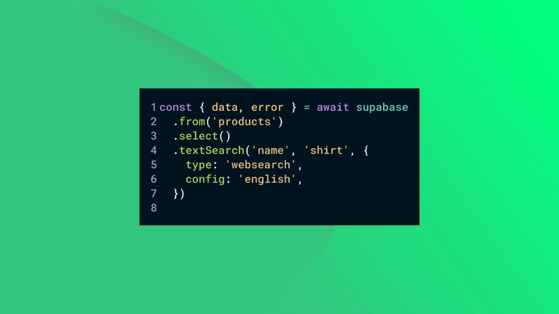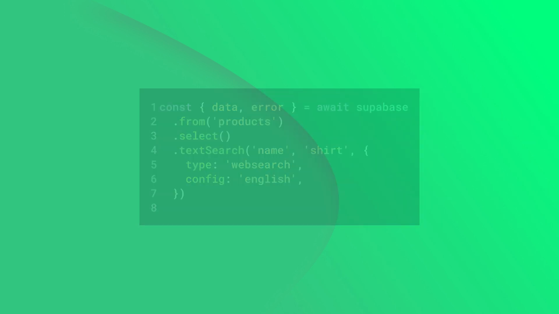We will focus on web search for today, because the format of the expected search query is similar to what is used in typical search engines like Google. Config determines how the searched columns should be parsed and normalized. By default, Postgres comes with English config, but we can set other configs if we want to.